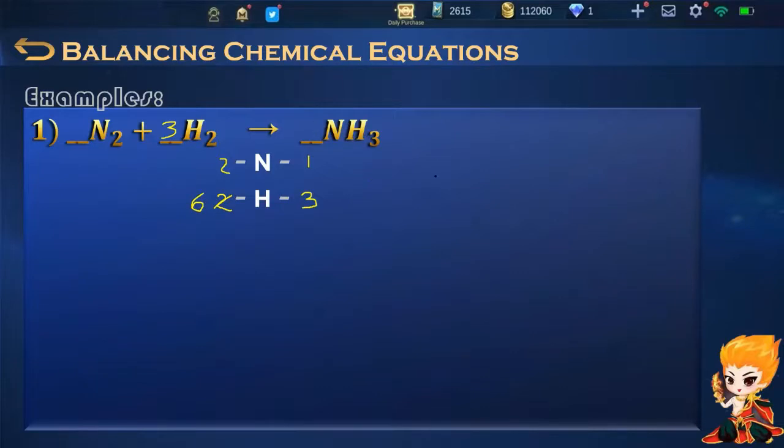And on the product, what will be our coefficient? We put our multiplier here to make it 6. That is 2. That is 6. Hydrogen is balanced, and don't forget to update nitrogen, which is affected once the coefficient is placed. So we multiply 2 times 1, that is 2. And check mark.